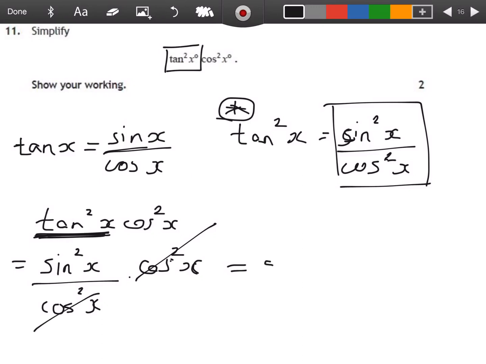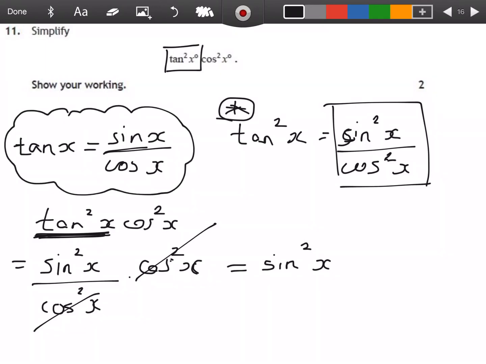So all you're left with, because they cancel out, is sine squared x on its own. Okay? So in a trig identities question, if you see tan, replace it by sine over cos. If you see tan squared, you replace it by sine squared over cos squared. If it was a tan cubed in the question, you could replace that by sine cubed over cos cubed. Okay? And that was based on this trig identity here that you must know. It's not on a formula list or anything. Okay?